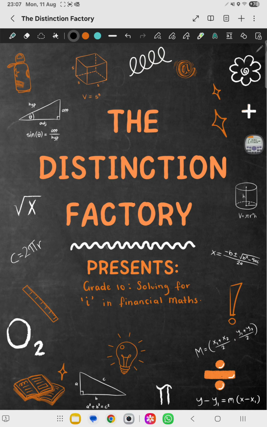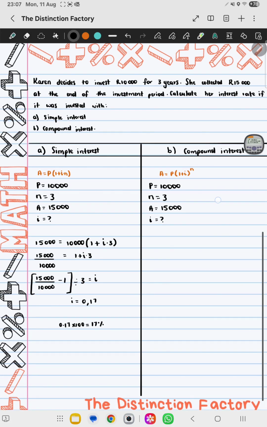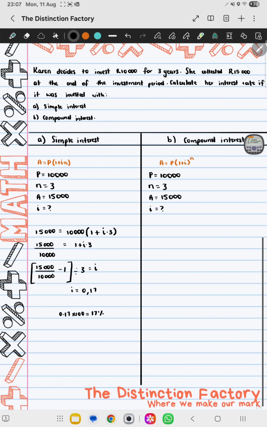This is part 2 of solving for i, which is the interest rate in financial maths grade 10. And we were working through this question which had Karen, who was looking to find out her interest rate after she invested 10,000 Rand for 3 years and received 15,000 at the end of that period. So we are now dealing with the compound interest formula. The previous video would have the simple interest formula explanation in there.